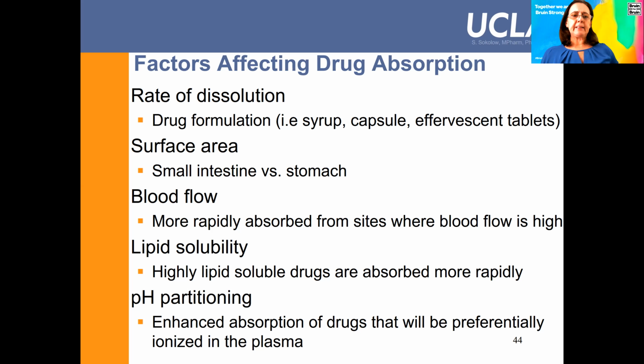Now, the surface area where the drug is going to be absorbed is also a factor that is affecting the drug absorption. So, you probably know from your pathophysiology courses that the lining of the stomach and the lining of the small intestine are different, and that the surface area is much more important in the small intestine. So, the absorption of a drug is going to be much faster in the small intestine compared to the stomach.